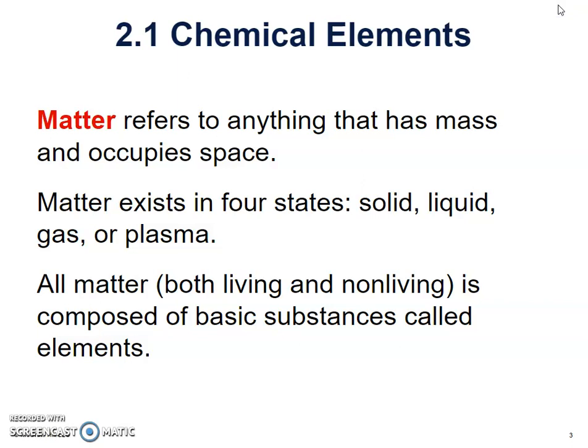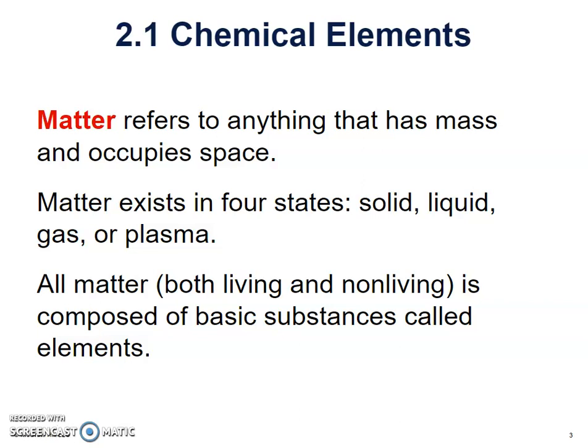So to just dive right in with section 1, matter refers to anything that has mass and occupies space. It exists in 4 different states: solid, liquid, gas, and plasma. So the first 3 we have here on Earth at all times. Plasma is created when lightning strikes and in space.